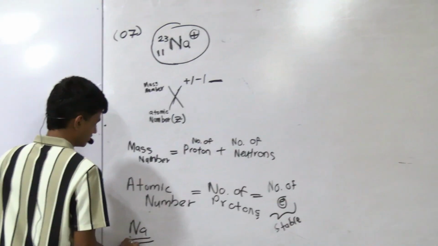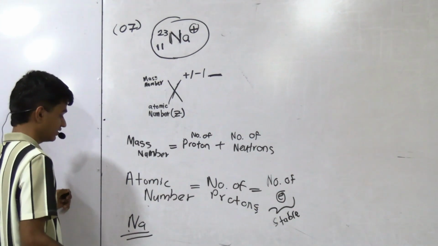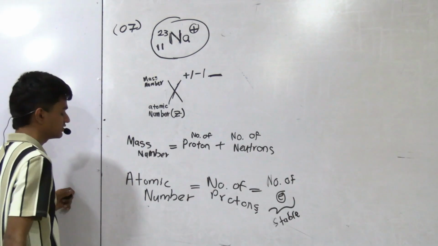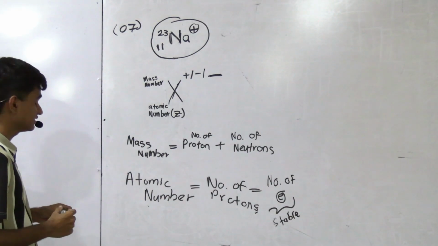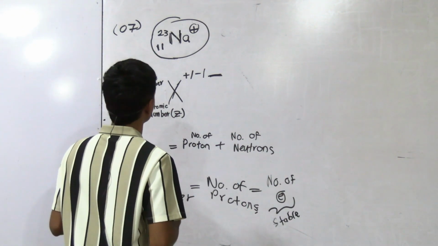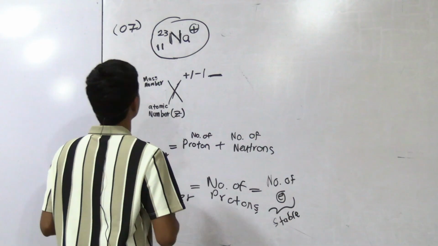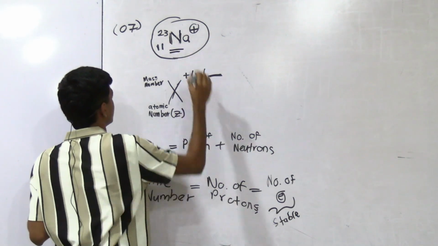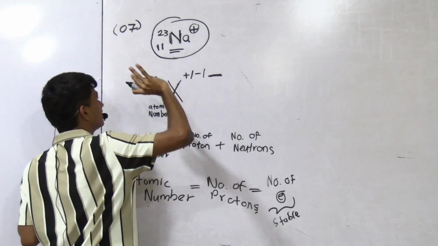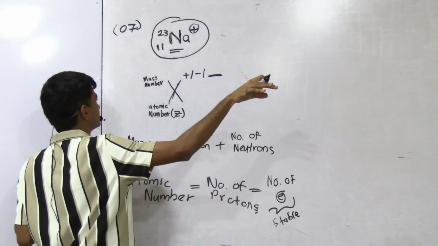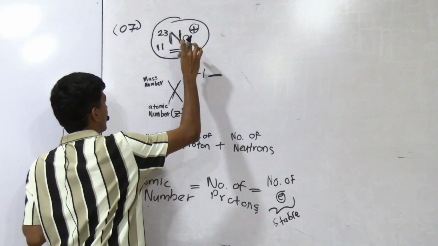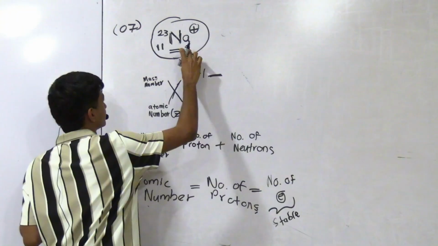So normally how you write is in its stable state. If you have minus or plus charges, it isn't in its stable state. But if you don't have charges, it is. So here Na is not in its stable state. It has emitted an electron from its outer shell, the valence shell, and it has become an ion.